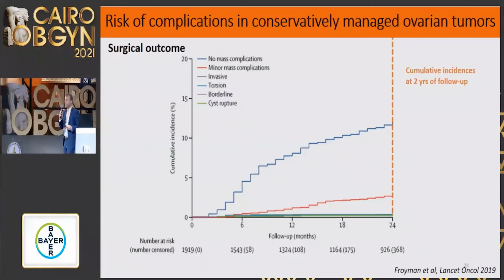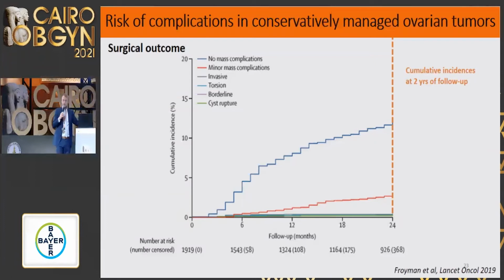So this paper was published 2 years ago in Lancet Oncology by the IOTA group. And here we see what happens to patients in conservative management after 2 years of follow-up. So you see that we started with about 2,000 patients there with certainly reassuring or probably reassuring features. And then over time, you can see that about 15% will undergo surgery in the first 2 years. But if you look at what happens to the patients that had surgery, you see overall that the blue curve is the largest curve. And then you can see that it is written there: no mass complications.